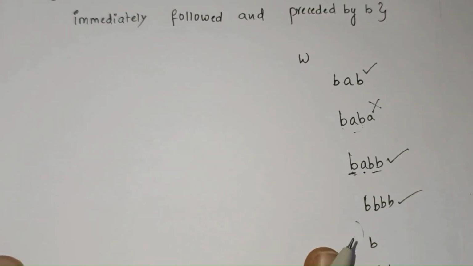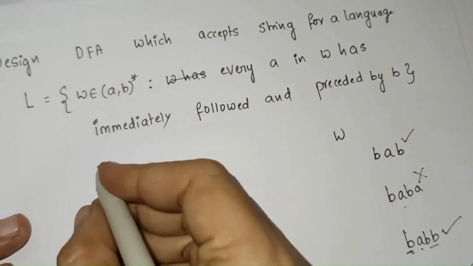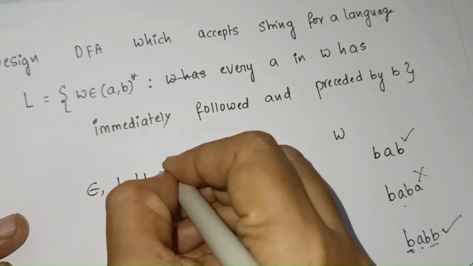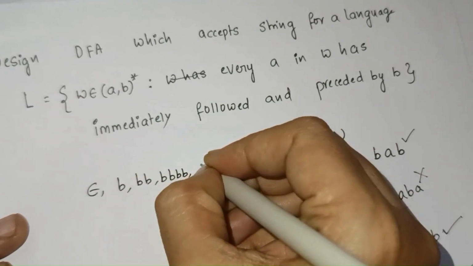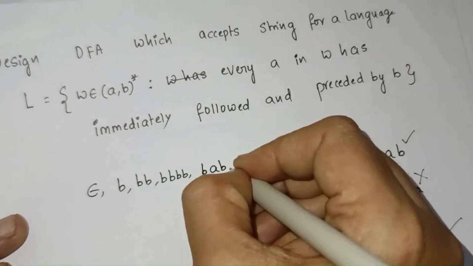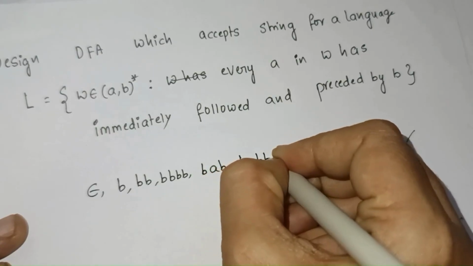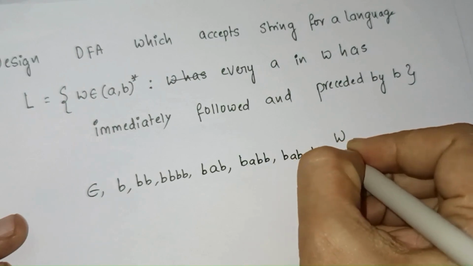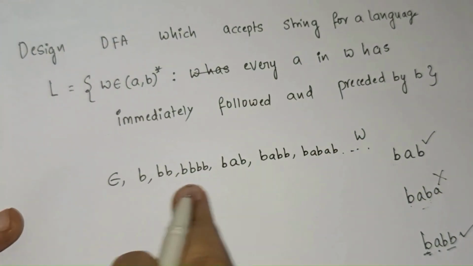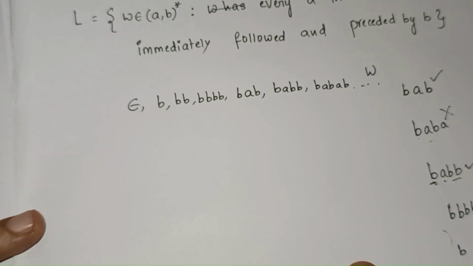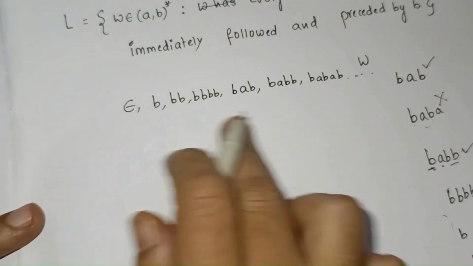So these are our sample strings. What are our sample strings? Epsilon, B, any number of B's. Then if there is A, then before and after there should be B. And these strings and these strings. So these are some sample strings that we need to consider. Okay. Now we should design a DFA which accepts this type of strings.